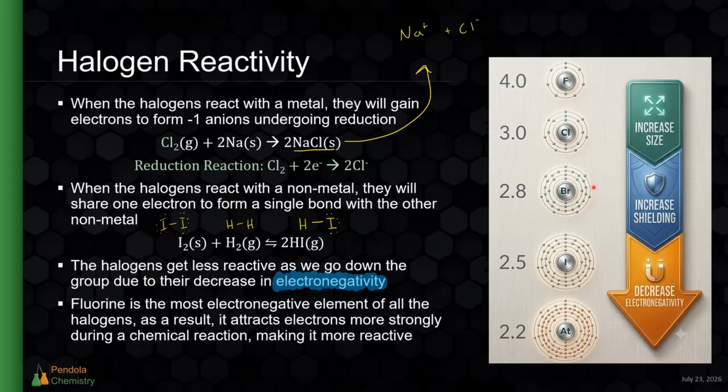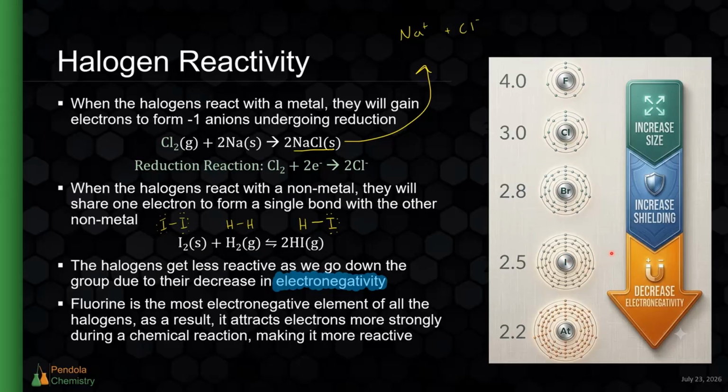And remember, shielding is that repulsion felt by the valence electrons from the inner electrons. So because these outer electrons, as we go down the group, are more shielded and they're farther away from the nucleus, they're easier to remove. So that increases their ionization energy, and for the same reasons, their electronegativity.